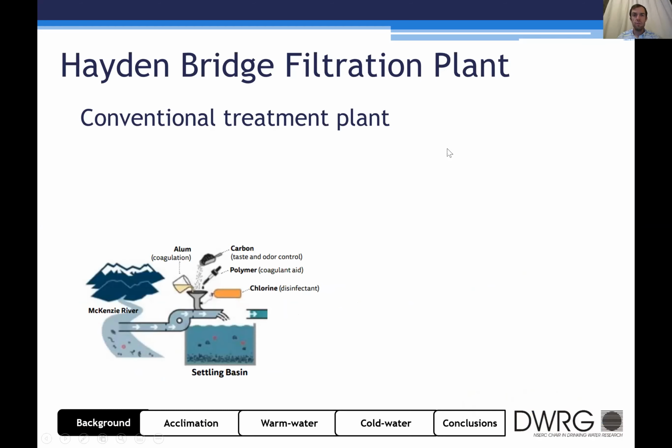So the Hayden Bridge filtration plant is operated by the Eugene Water and Electric Board. It treats Mackenzie River water. They add alum for coagulation and, seasonally or event-based, carbon and polymer for taste and odor control and as a coagulant aid. Also, in the past, they used chlorine for a pre-disinfectant, and that was primarily to provide some pH suppression and improve treatment performance. So that goes through settling, and then they have anthracite coal over sand filtration.